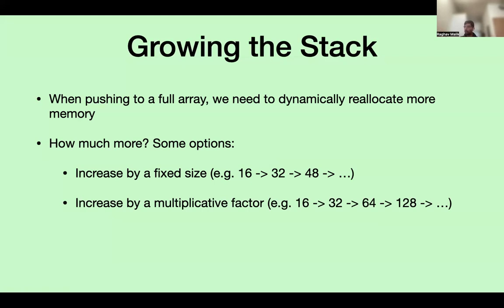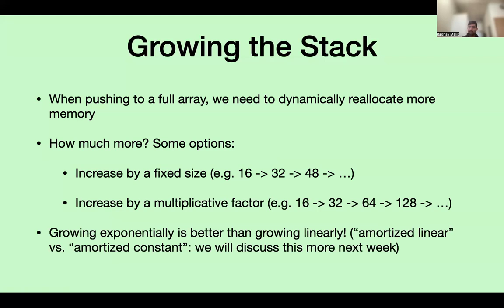I could do basically any other growth rate I want. It turns out this might not be obvious unless you've seen amortized analysis already. It turns out growing exponentially is better than growing linearly. If you grow linearly, you get something called amortized linear time. And if you grow exponentially, it becomes constant. We'll talk more about that next week or probably later this week. But I just wanted to put out there that these are possible strategies for growing the stack.